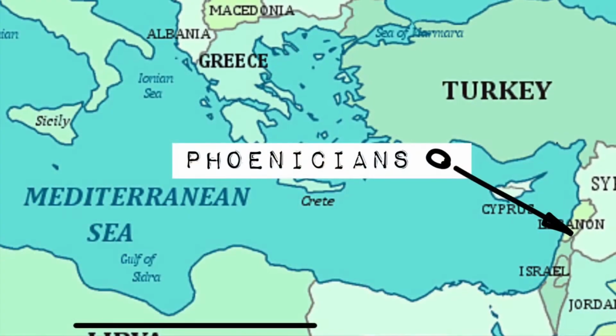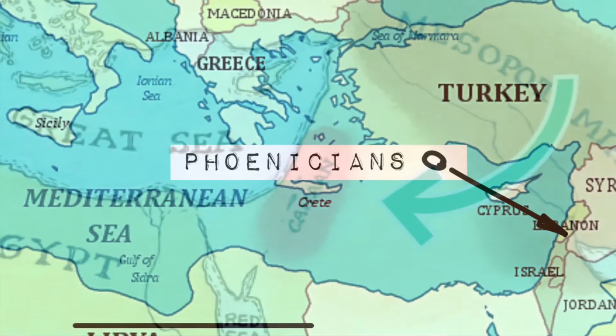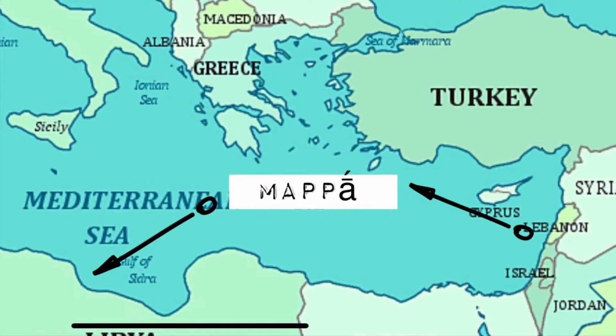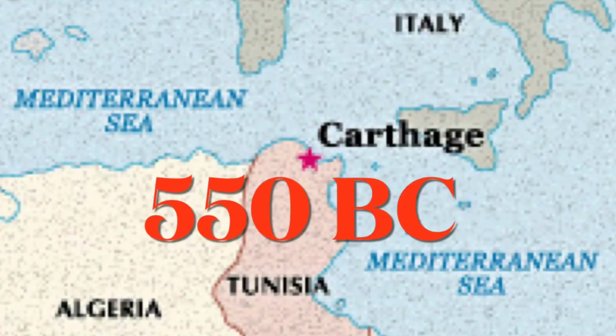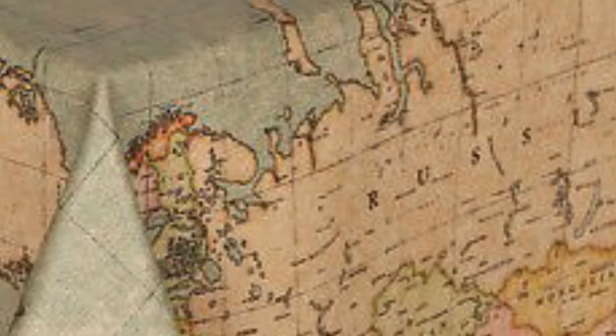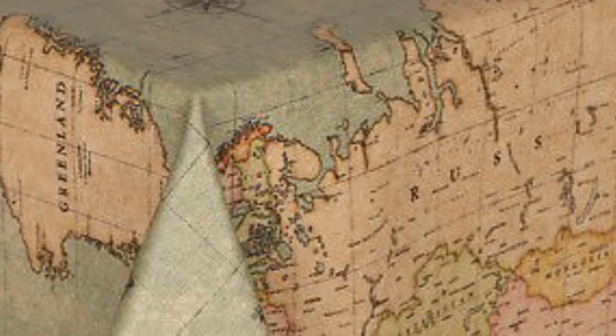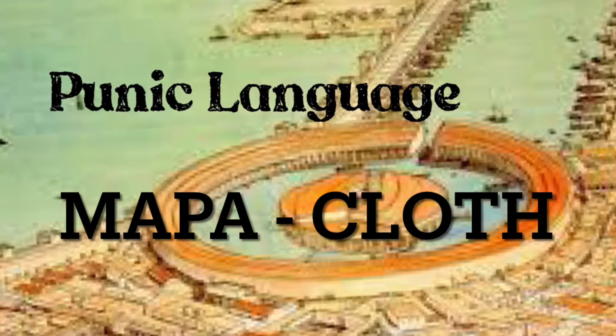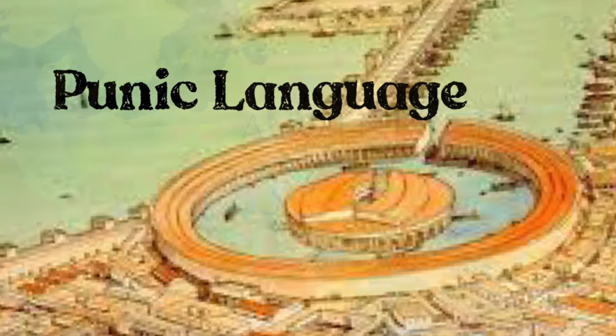And it's the Phoenicians who take this word with them in 3000 BC when they leave the Fertile Crescent and search for new lands, until settling the mighty Carthage in 550 BC. Now, the Carthaginians are known for their maps and their map-making abilities. And how are they making these maps? They're making them on cloth. And we get the Punic word mepe, and it means cloth.